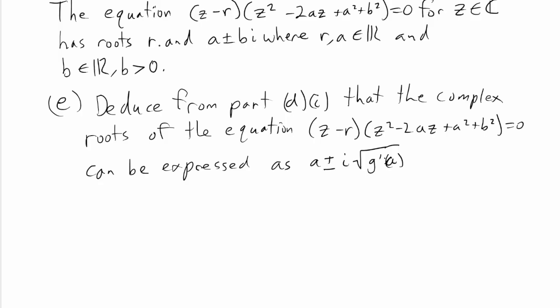Okay, this next question: this equation equals 0 has roots r and a plus or minus bi, referring to this a and b. Deduce from part d1 that the complex roots of the equation can be expressed as this. So the complex roots are a plus or minus bi, so they're basically saying show that b equals the square root of g prime of a. And we just use part d1 for that.